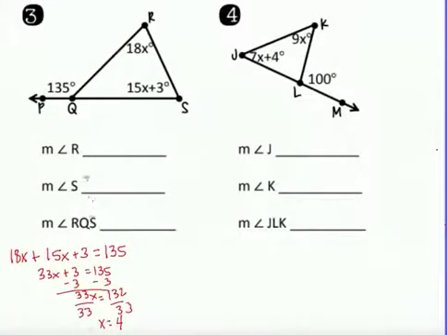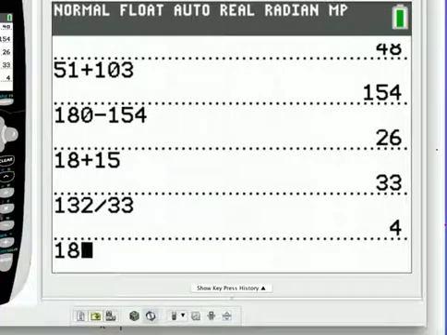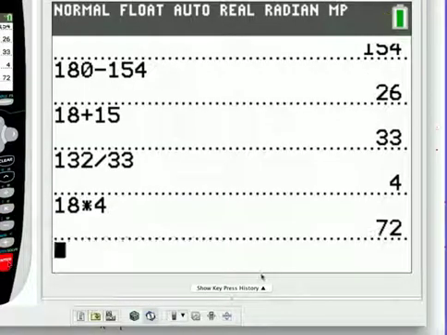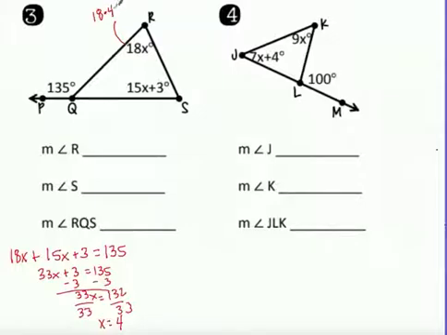Now notice that none of my questions ask me what x is equal to. But they do ask me for the measure of angle R, the measure of angle S. So I can take that 4 and plug it in where it should go. So angle R is going to be equal to 18 times 4. So I can do 18 times 4, and that gives me 72. So the measure of angle R is 72 degrees.